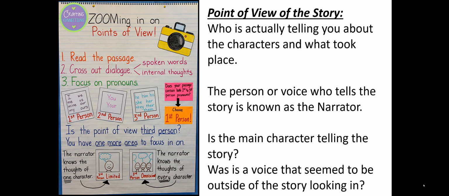So in fourth grade, we really need to focus on two areas of point of view: first person versus third person. In first person, we are looking for those important clue words that tell us the character is actually telling the story, because they use pronouns like I, me, mine, my, we, us, our, and ours. And in third person, someone who's outside of the story, looking in, tells the story about what happened to all the characters, and you're hearing pronouns like he, him, his, she, her, they, their, and them.